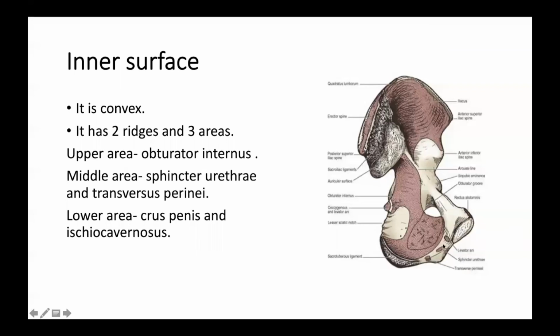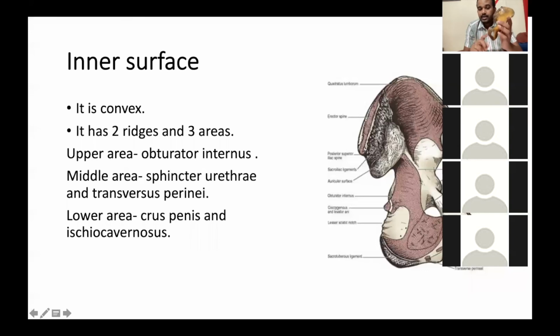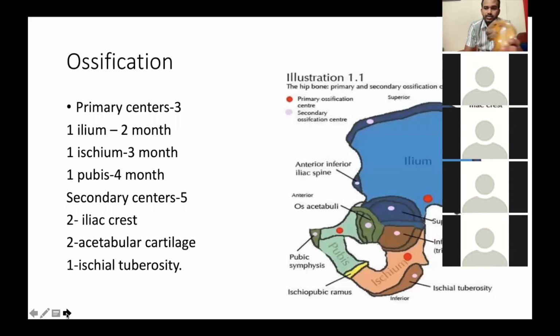This is the inner surface, which is convex and has three areas: upper, middle, and lower. The upper area will be in relation with the levator ani muscle and obturator internus. In the middle, you have the sphincter urethrae muscle and transversus perineum muscle. And in the very lower area, you have the ischiocavernosus muscle. All these three are seen on the inner surface of the ramus of the ischium. So this is all about the ischium, body, and the ramus.